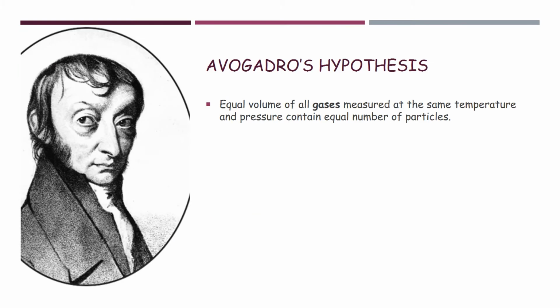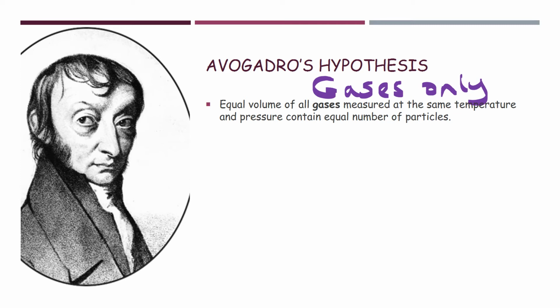So this leads us to Avogadro's hypothesis. Avogadro said that if we have equal volumes of gases measured at the same temperature and pressure, they will contain equal number of particles. Now this only applies for gases. Gases only. Not for solids and not for liquids. It only works for gases.